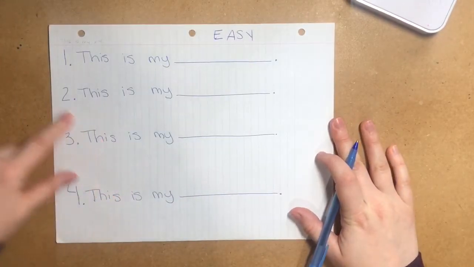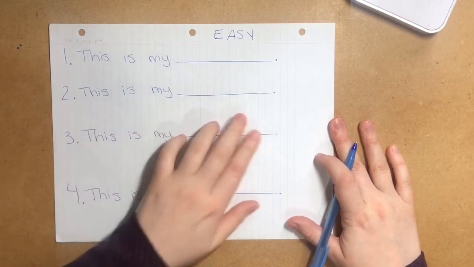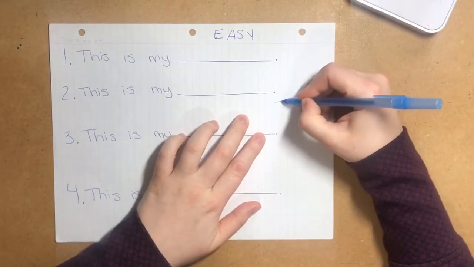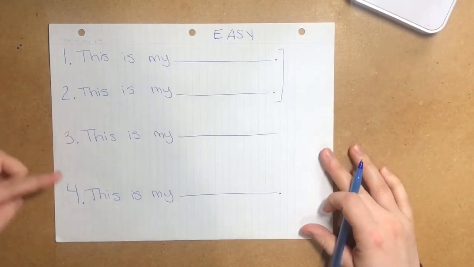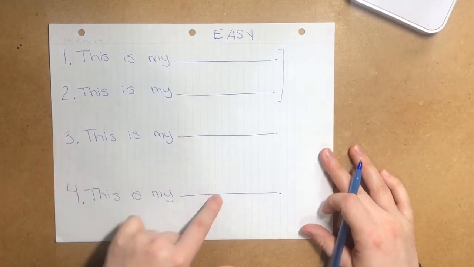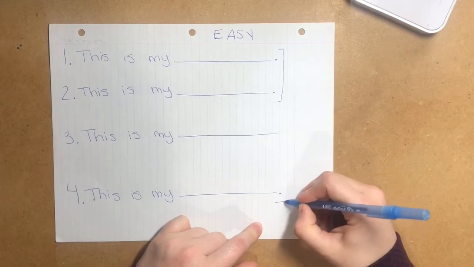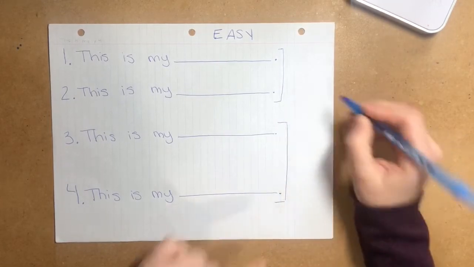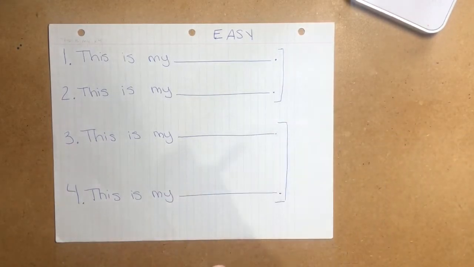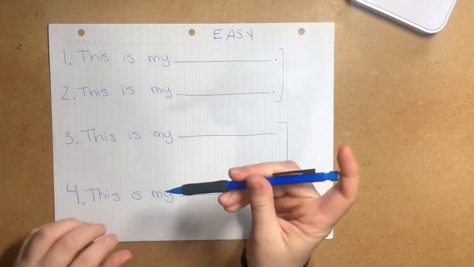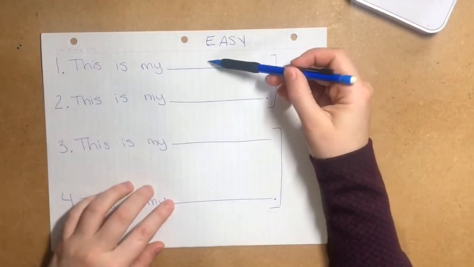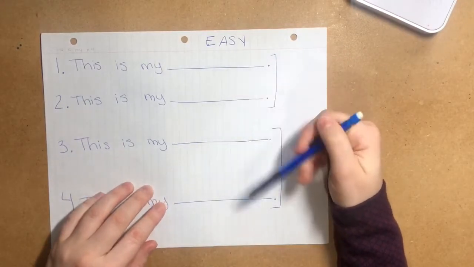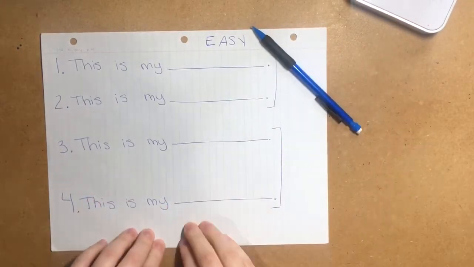So what we're going to do, number 1 and number 2, these 2 blanks at the end, they're going to be rhyming words. And then 3 and 4, these 2 words at the end, they're also going to be rhyming words. I'm actually going to take a pencil out just in case I need to erase my words here.